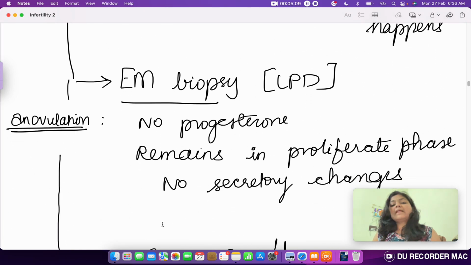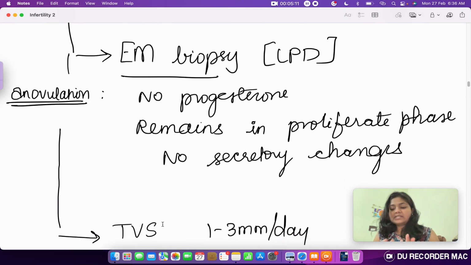Endometrial biopsy. So normally what happens is follicular phase, ovulation, then progesterone comes, secretory phase comes. So in anovulation, there is no progesterone, so the endometrium remains in the proliferative phase and there are no secretory changes. But this test is invasive, painful, and it is not useful nowadays.